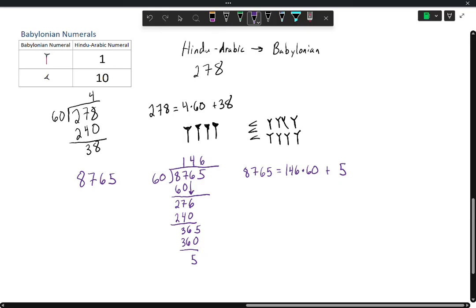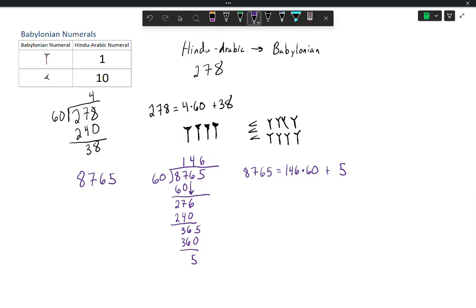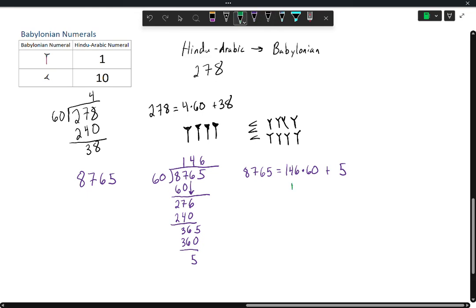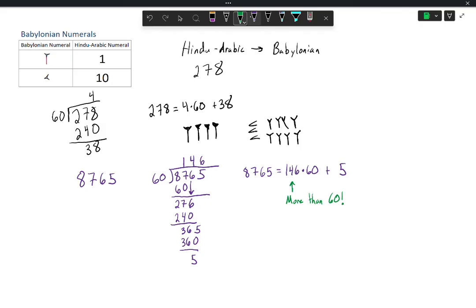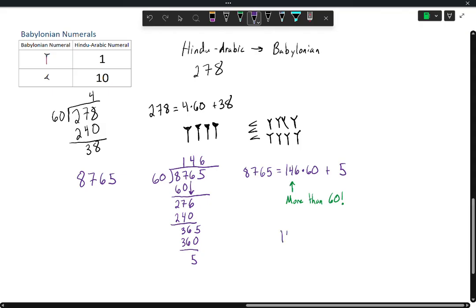So you're like, okay, now I just need to write symbols for 146 60s. But Babylonians use base 60. This 146 is more than 60. So I need to use a higher place value. I need to figure out how many 60 groups of 60 there are. So in other words, I'm dividing 146 by 60. I'm seeing how I can regroup this further.